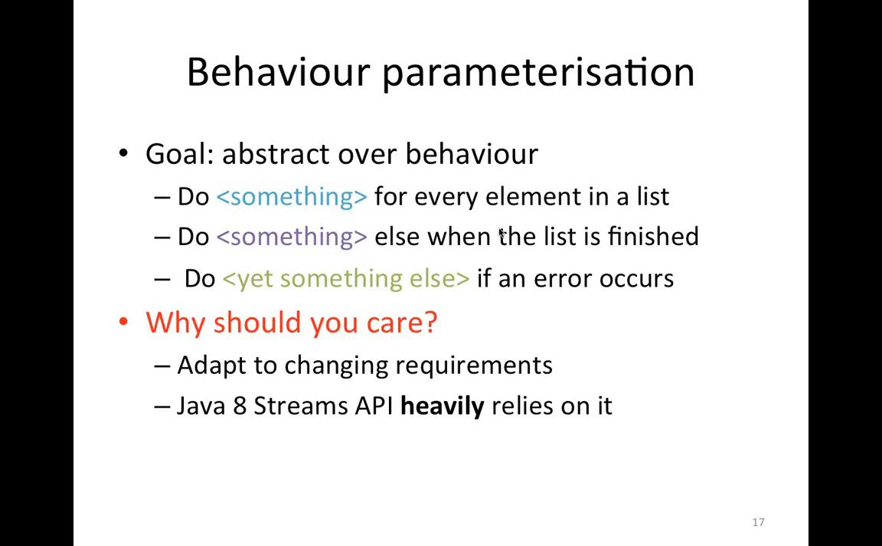So the goal with this pattern is to be able to abstract over behavior. This pattern occurs frequently when, for example, you have to do something for every element in a list. Or you might want to do something else when you finish processing that list. Or if an error occurs, then you might want to do yet something else. Those are all behaviors that you'd like to execute in certain contexts.